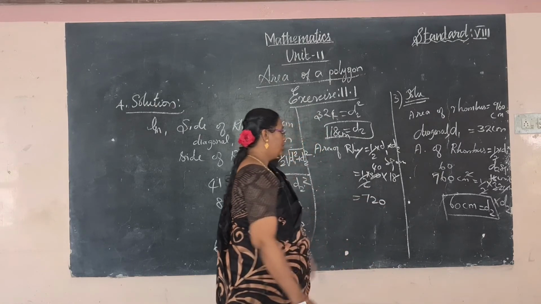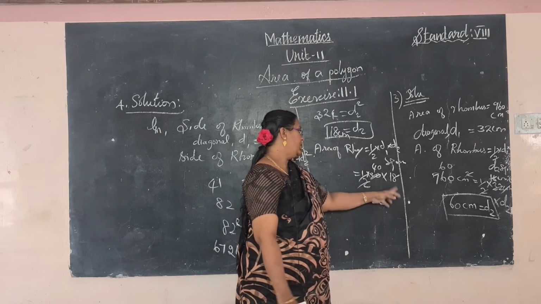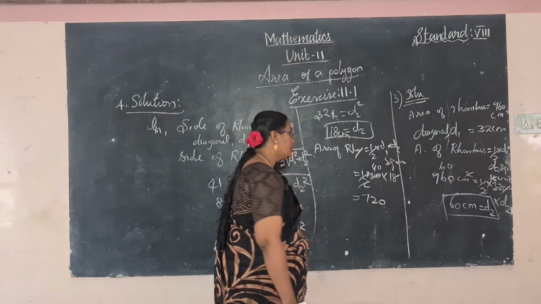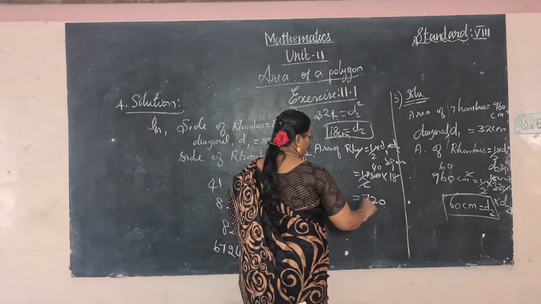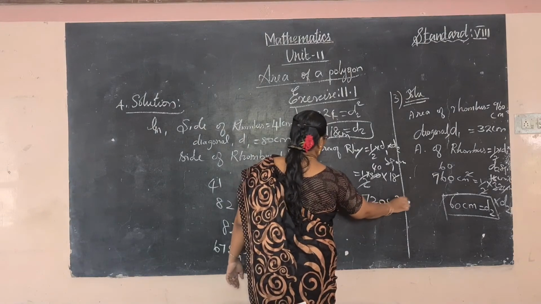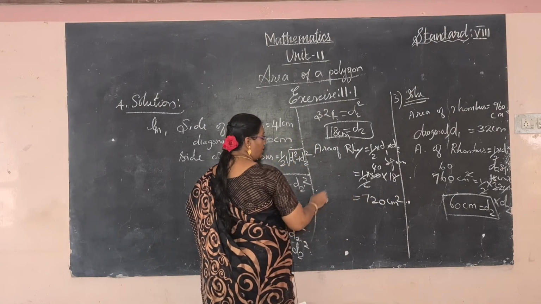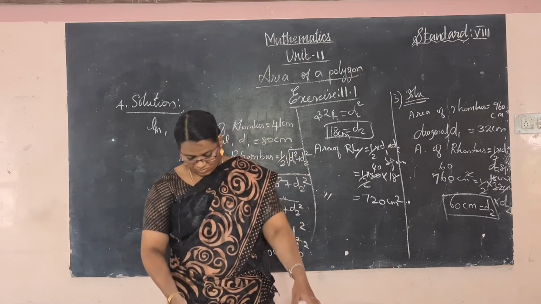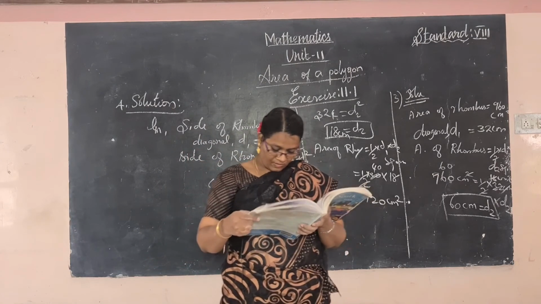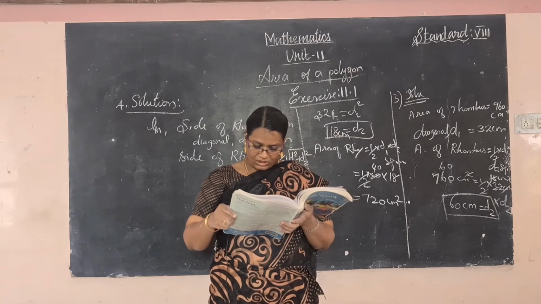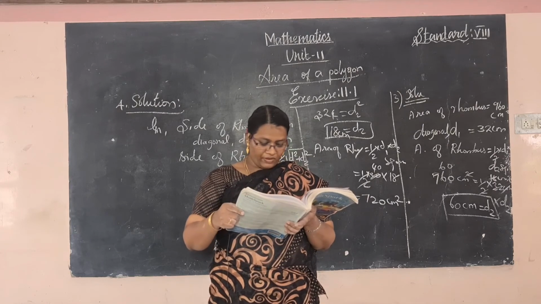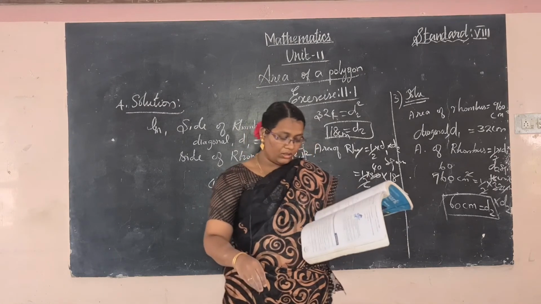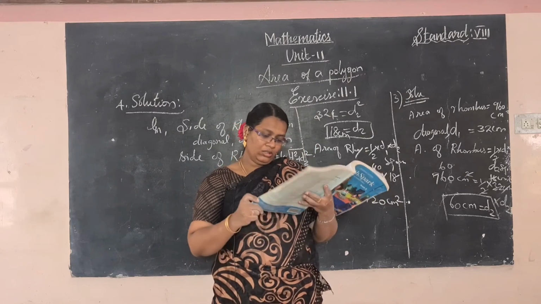720. Okay. 32, 2 remaining 3, 4 plus 3, 7. So 72. So added 0. So area of the rhombus is 720 centimeters square. Okay. And area of the rhombus is 250, one diagonal, and find out. So fifth one is also homework. Okay, so fifth one homework.